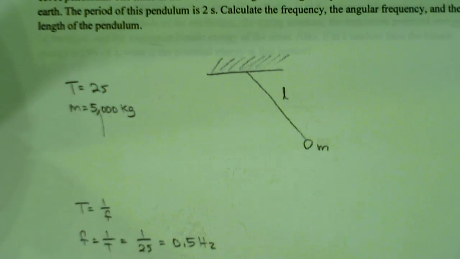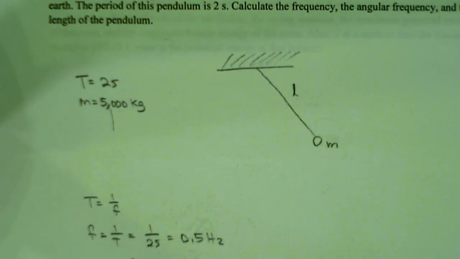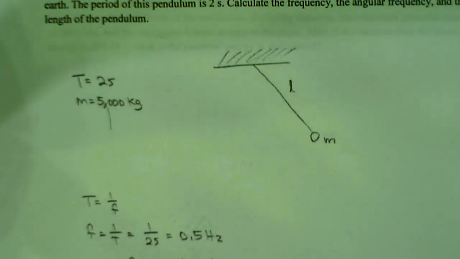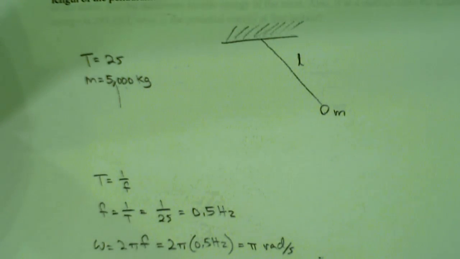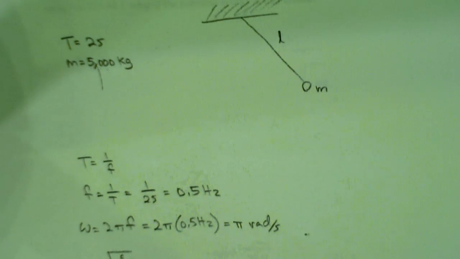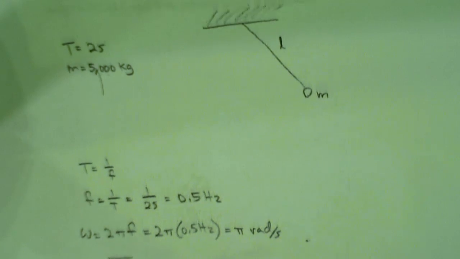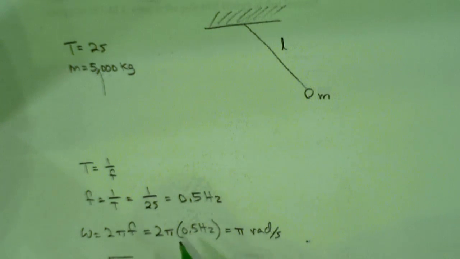All right? Now to find omega, we have to relate omega with frequency. And so to do that, we have this equation, omega equals 2 pi f. So we just found f, then we have 2 pi. We multiply that, we just get pi radians per second. So radians per second is the units for omega.